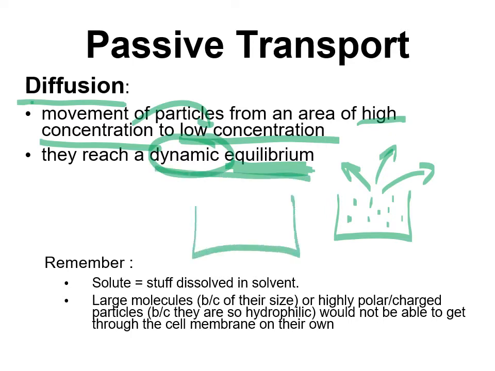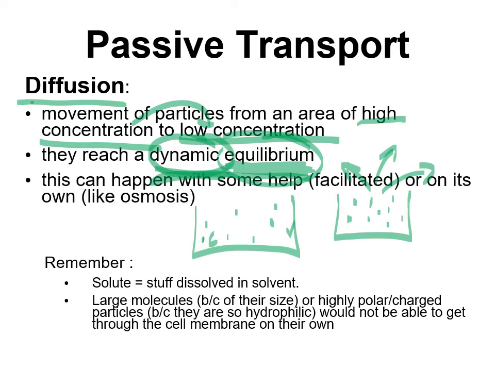So if we had a container and all the particles were over on one side, they will spread themselves out, and eventually you will have the particles spread out evenly throughout the container. Now they don't stay stationary, but they are relatively equal. So they are called being in equilibrium, but it is known as dynamic equilibrium because one could move to one side, the other one could move to the other side. They're constantly moving, but they're equally spread out between the two spaces.